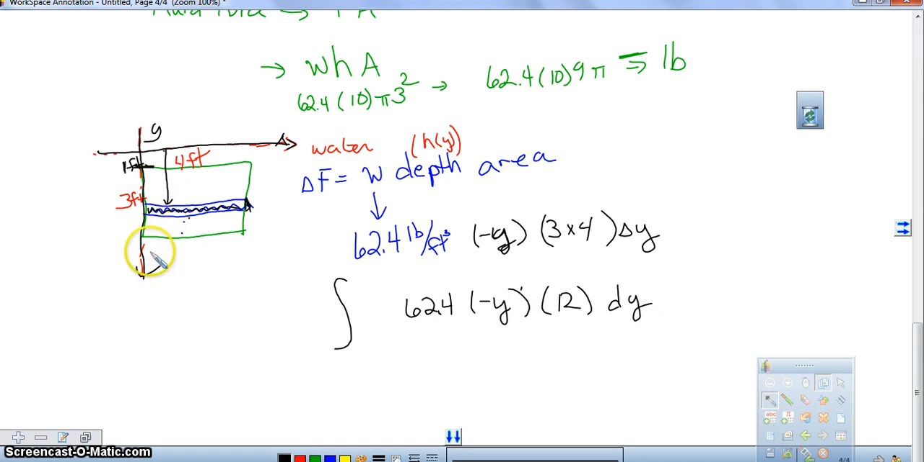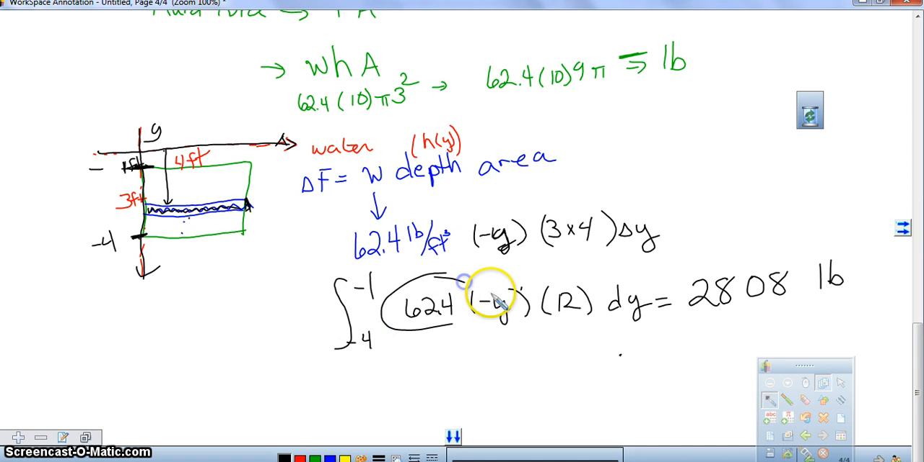Now the only problem that I have to figure out here is I need to integrate from where to where. Well, that's why I needed to tell you this was 1 foot below. You need to integrate from the depth of your plate, the surface that you have in the water. So if this is at 1 below the water, that'd be negative 1, and if it's 3 feet wide, that'd be negative 4. So you're going from negative 4 to negative 1. And then you would integrate that. Okay, so when you integrate that, you get like 2,808 pounds of pressure. And make sure when you integrate that, these are constants.